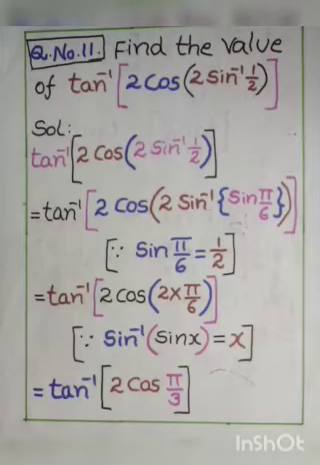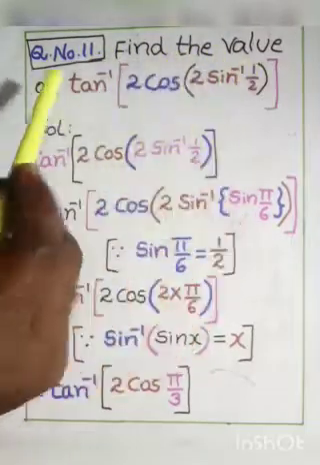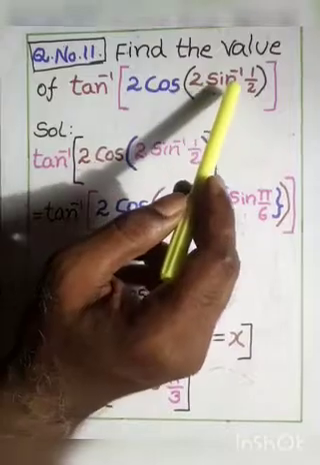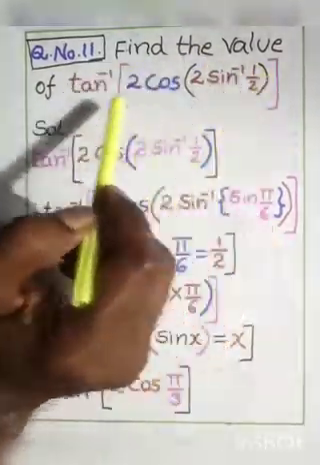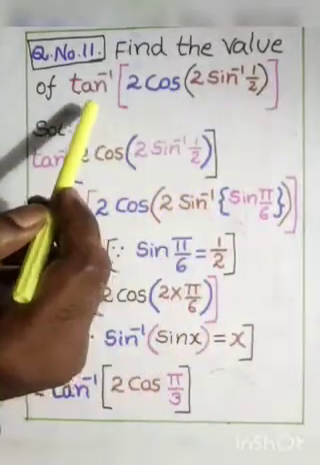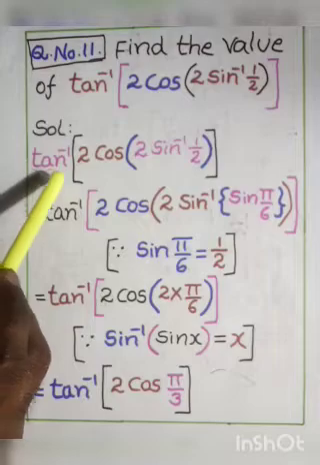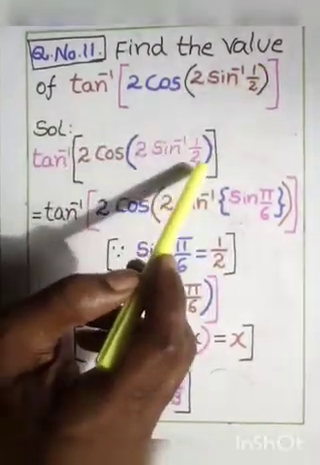Now come to the next question, that is question number 11. Find the value of tan inverse of 2 cos of 2 sin inverse 1 by 2. Now we have to find the value of this inverse trigonometric function. So let us take the given function, that is tan inverse of 2 cos of 2 sin inverse of 1 by 2.